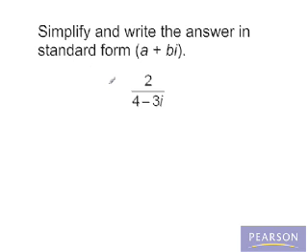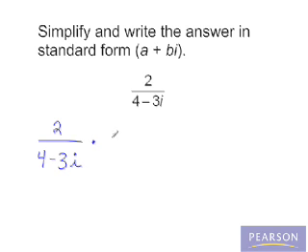Simplify and write the answer in standard form, a plus bi. We are given the expression 2 divided by the complex number 4 minus 3i. To simplify this, we are not allowed to have i in the denominator of a fraction, because i is the same thing as the square root of -1, and as you know, we're not allowed to have radicals in the denominator.